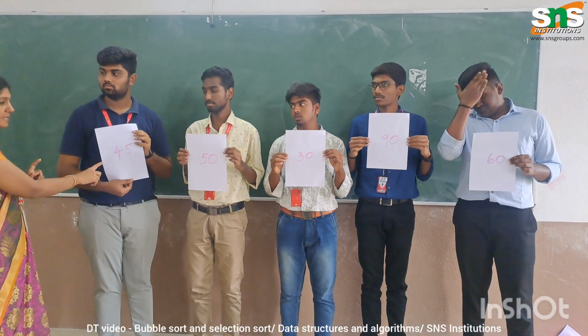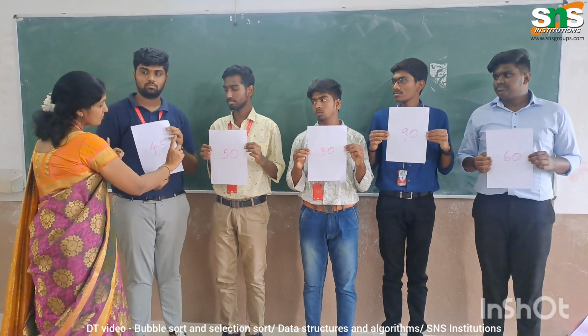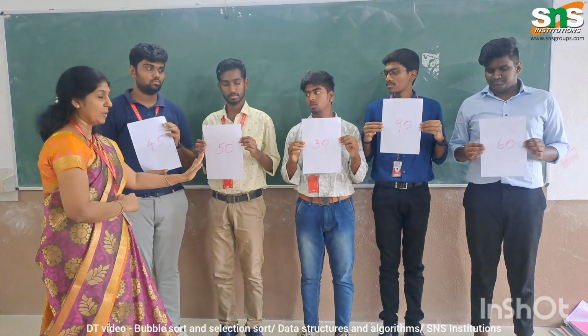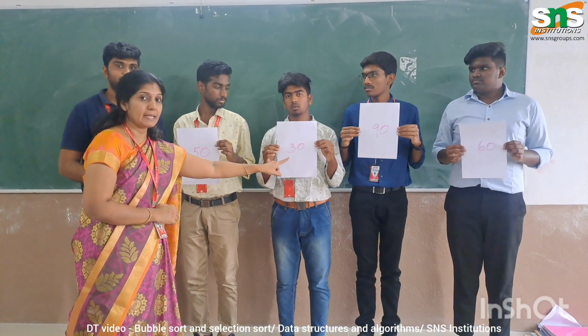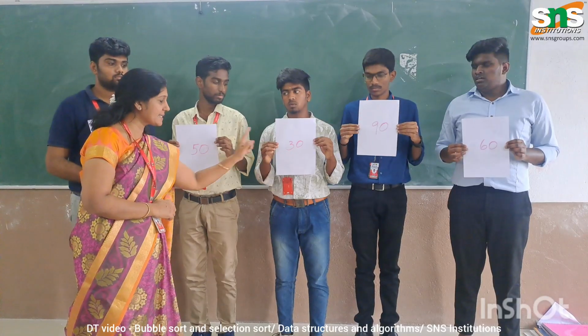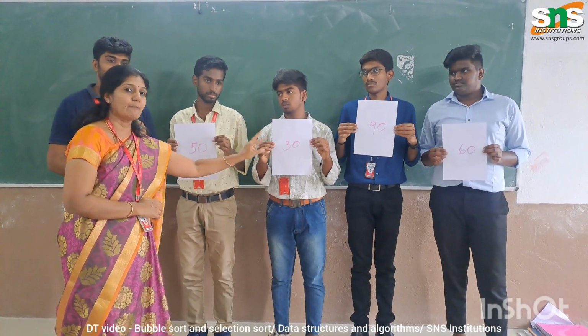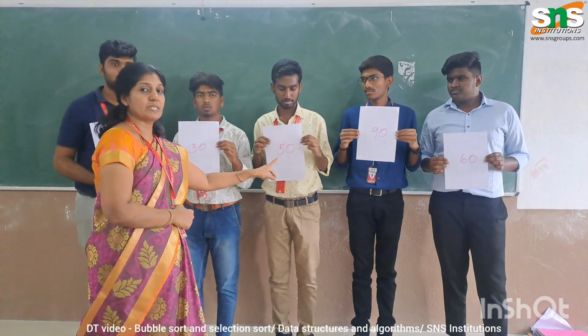The first element is 45 and the second is 50. 45 is less than 50, so it is in order and no swap is required. Next, 50 is compared with 30. Here 30 is less than 50, so it is not in order. We have to swap, interchange it: 30 comes here and 50 goes here.